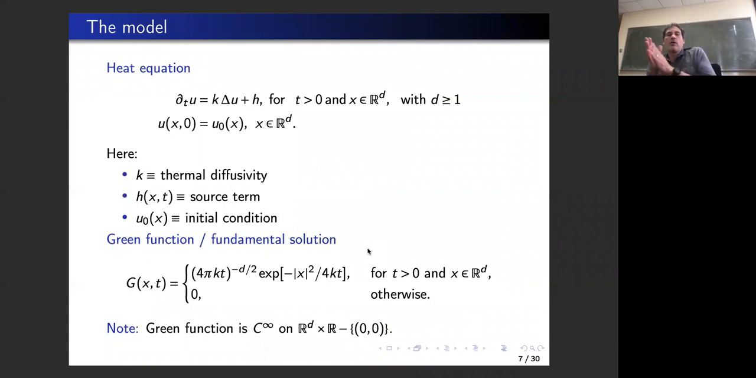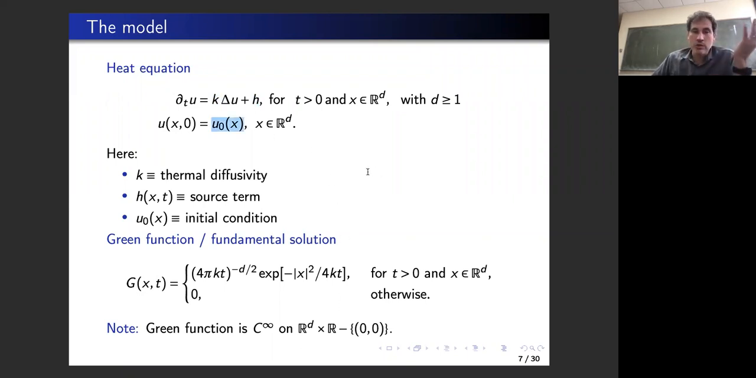All right, so the model we're going to use here is just the classic heat equation. We have the time derivative of u, which represents temperature, equal to k, the thermal diffusivity, times the Laplacian of u, plus some source term h. And I set an initial condition u0.